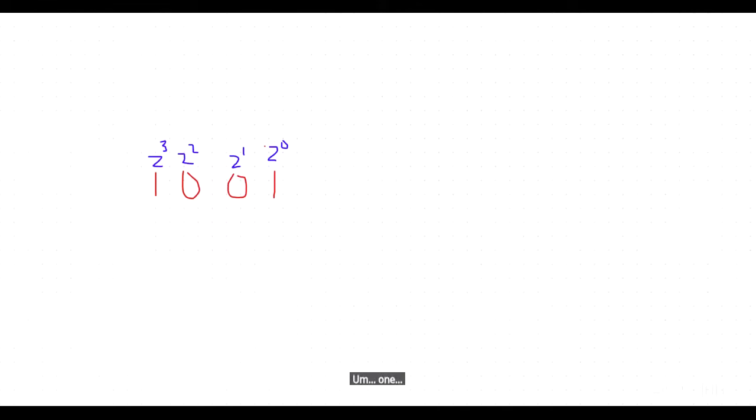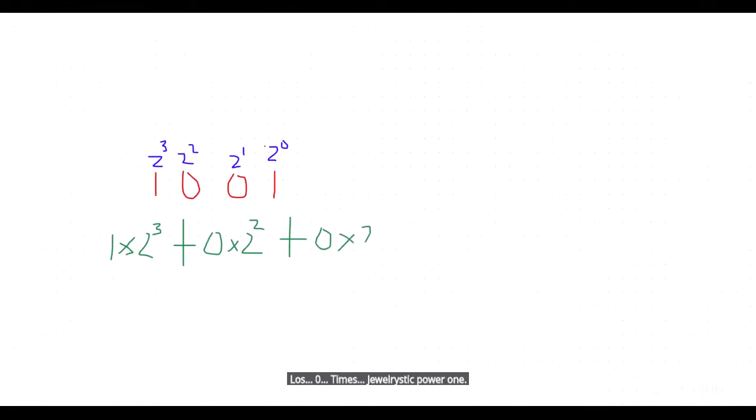1 times 2 raised to power 3, plus 0 times 2 raised to power 2, plus 0 times 2 raised to power 1, and finally plus 1 times 2 raised to power 0.